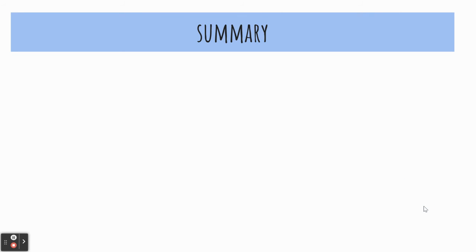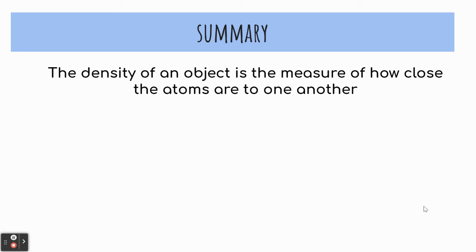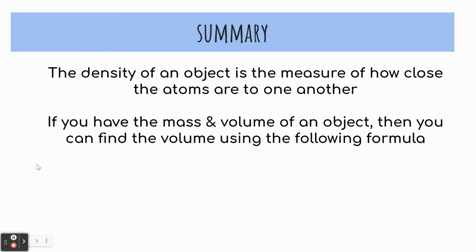All right, in summary, the density of an object is a measure of how close the atoms are to one another. And if you have the mass and volume of an object, then you can find the density using the following formula.